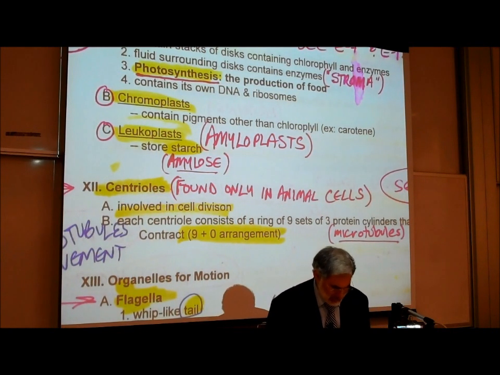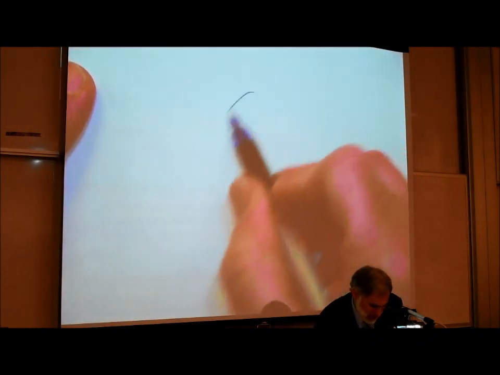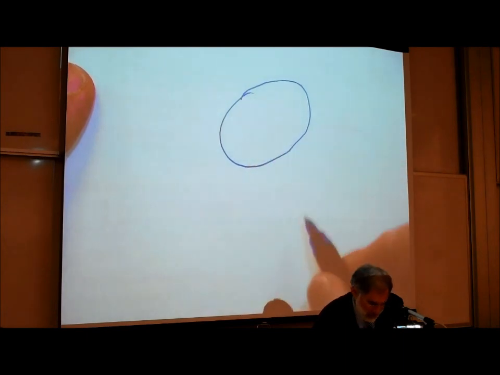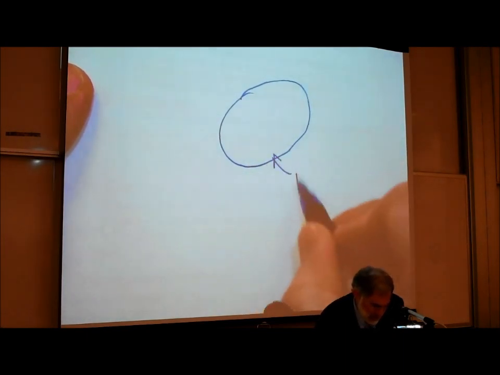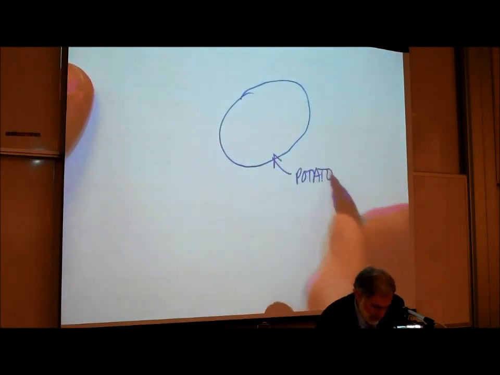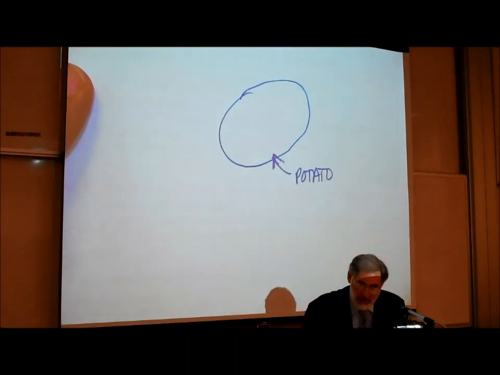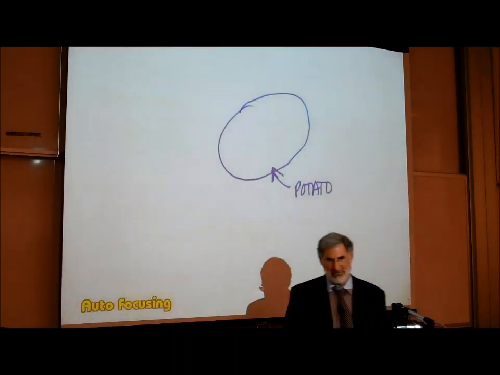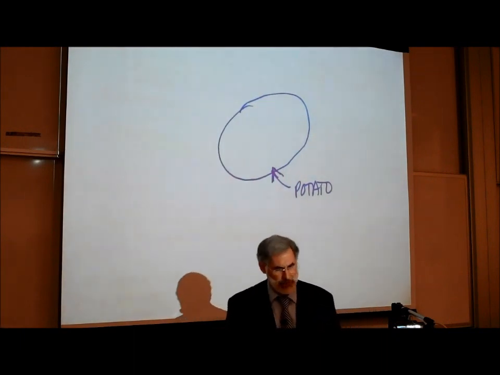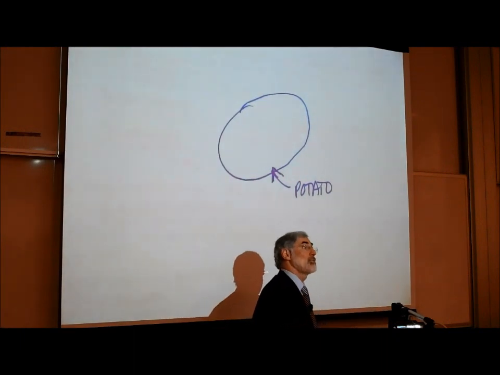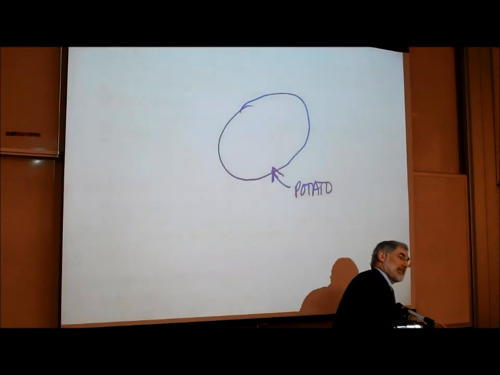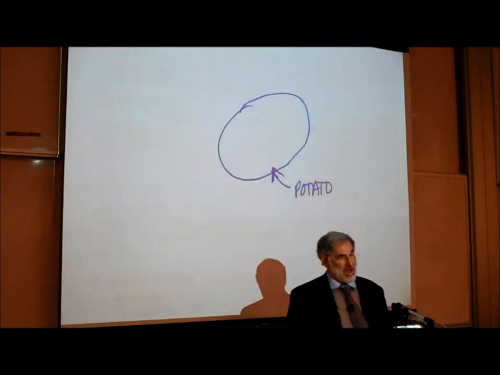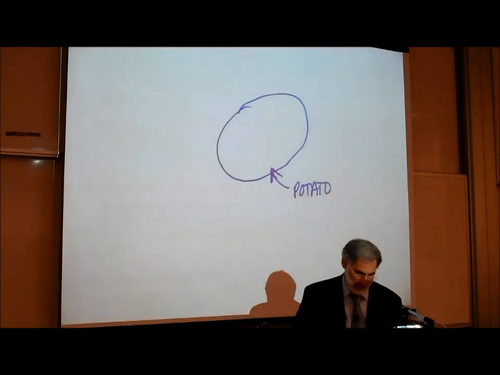So, let me draw a picture. Again, it'll be amazing, I know. You'd say, what is that? This is a potato. Now, a potato is part of a plant. Anybody know what part of the plant a potato is? The root. You pull up a potato out of the soil, out of the ground. It's part of the root structure.